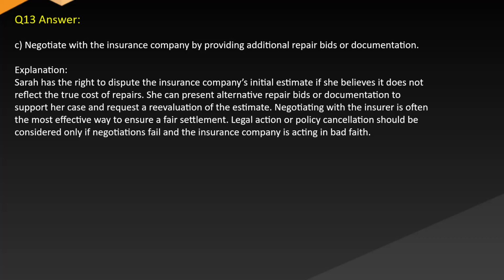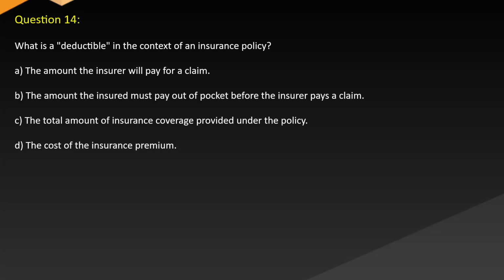Legal action or policy cancellation should be considered only if negotiations fail and the insurance company is acting in bad faith. Question 14. What is a deductible in the context of an insurance policy? A. The amount the insurer will pay for a claim. B. The amount the insured must pay out of pocket before the insurer pays a claim. C. The total amount of insurance coverage provided under the policy. D. The cost of the insurance premium.